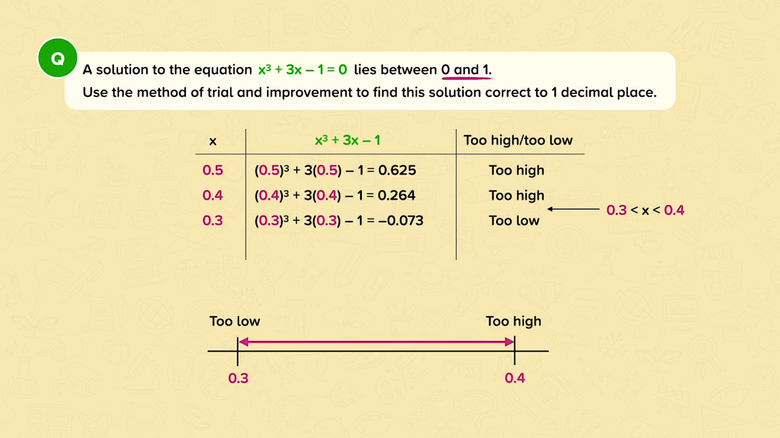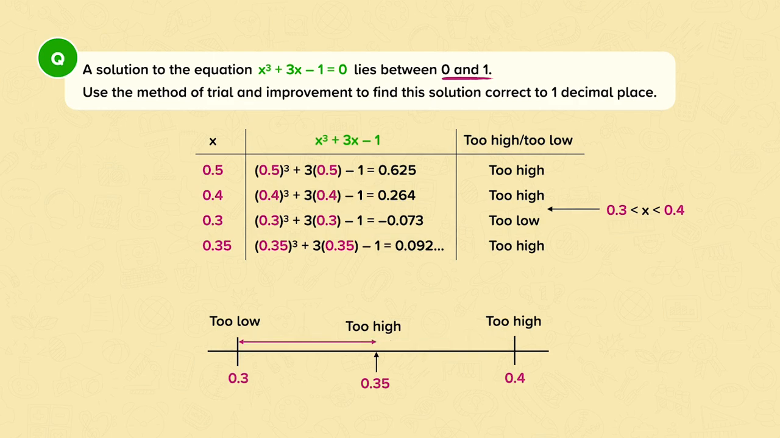The next trial we do will show us which of the values the solution is closest to, and we do this by going exactly halfway between. Our trial, then, of 0.35 will give us an answer of 0.092, which is still too high. So we know that, in fact, the solution only lies in the lower half of the interval. This means that the actual solution must be closer to 0.3 than to 0.4. So our answer to 1 decimal place is 0.3.